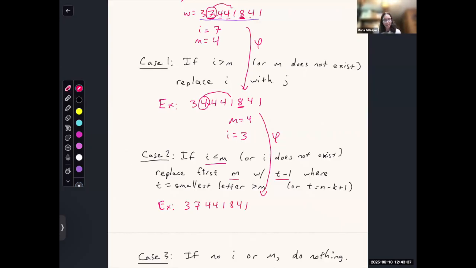And so you see that phi is actually an involution, right? It reverses itself. Now, you have to prove all this. You have to prove that once we do one of these steps, then the I becomes less than the M, and then we do it again, and the M becomes less than I again, or maybe they don't exist or whatever. And so there's a lot of cases to check.